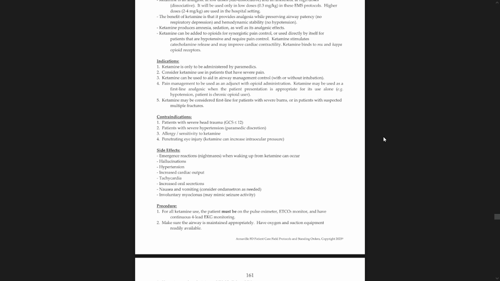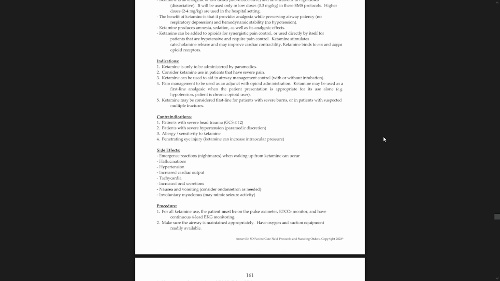Consider ketamine use in patients that have severe pain. Ketamine can be used to aid in airway management control with or without intubation. Pain management to be used as an adjunct with opioid administration. Ketamine may be used as a first-line analgesic when the patient presentation is appropriate for its use alone, e.g., hypotension and a patient is a chronic opioid user. Ketamine may be considered first-line for patients with severe burns or in patients with suspected multiple fractures.